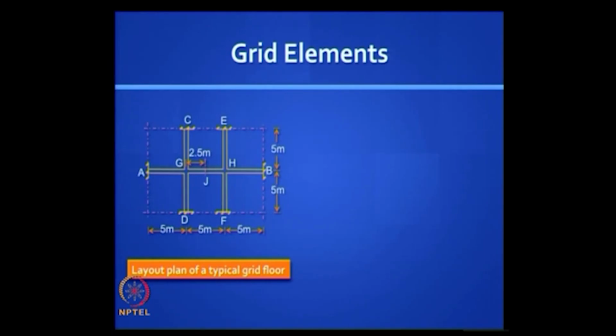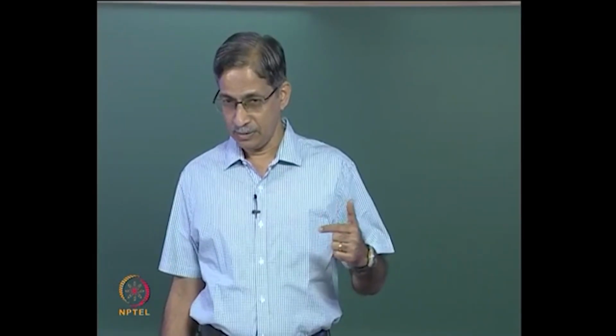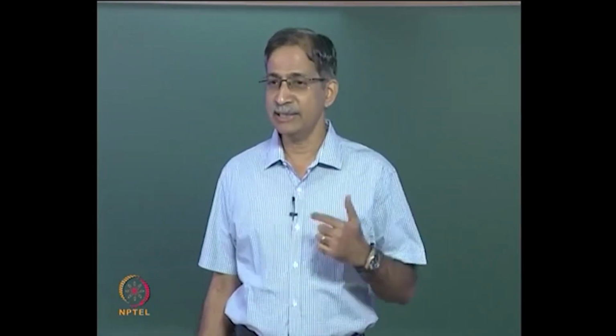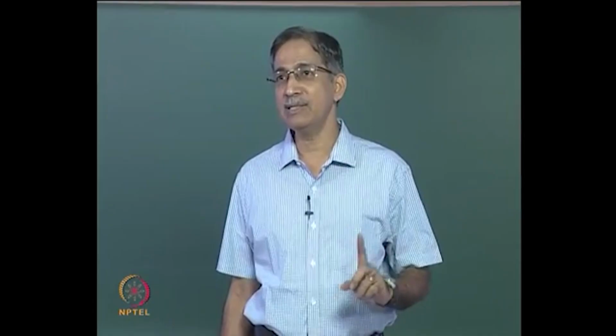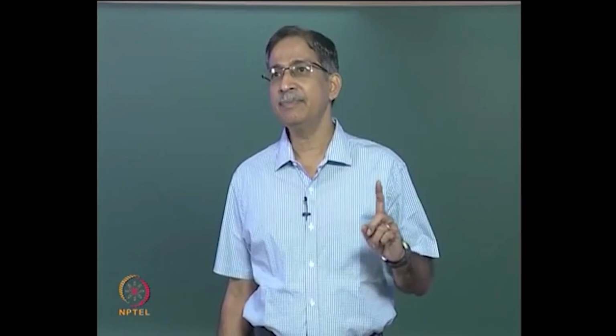We've shown here for convenience a 3 by 2 grid, but you could use it for any large grid as well. The grid element in the conventional stiffness method will have 6 degrees of freedom. It's just like the beam element, except we have an additional, not axial, torsional degree of freedom at both the ends. So we have 1 star, 2 star, 3 star. The 3 star we reserve for the torsional, the angle of twist. Similarly 4 star, 5 star, 6 star.